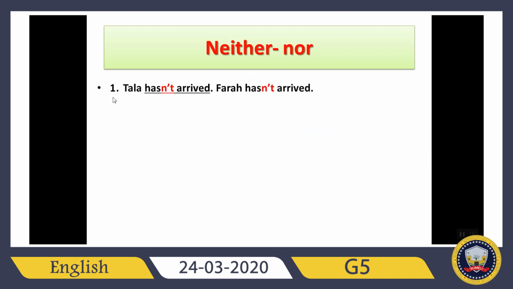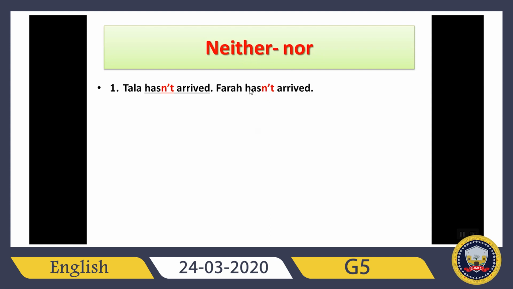Neither nor. Tala hasn't arrived, Farah hasn't arrived. Again, we have two different subjects, Tala, Farah, so omit all the words between them. Put neither before the first subject, Tala, put nor before the second subject, Farah, and don't forget to omit not. Why? Because not has the same meaning of neither, so we don't need it, so omit not.